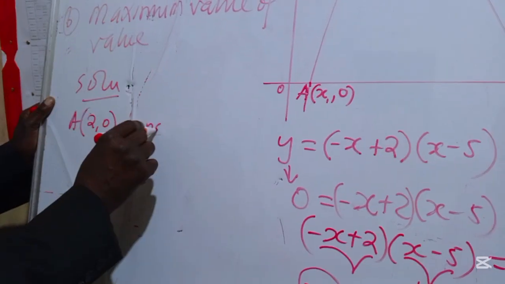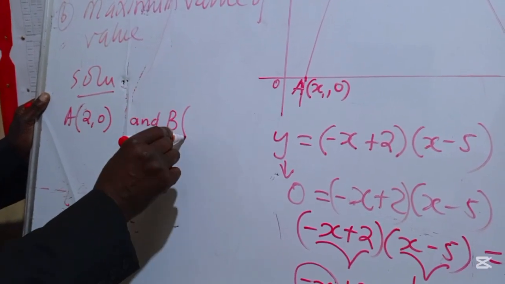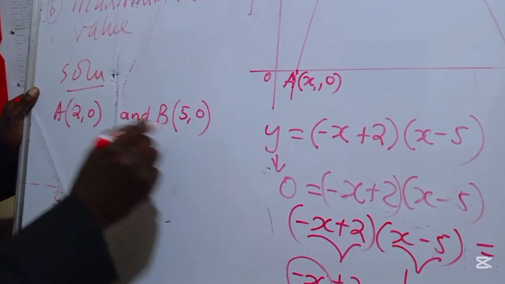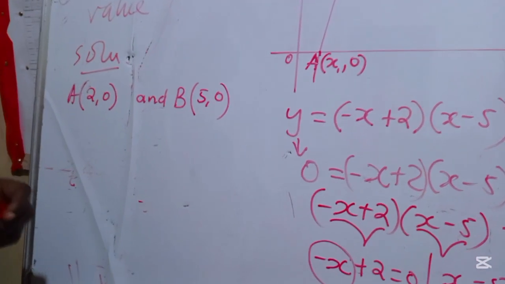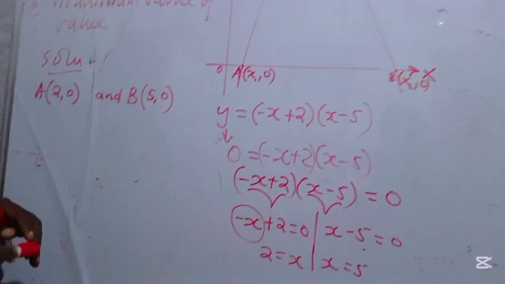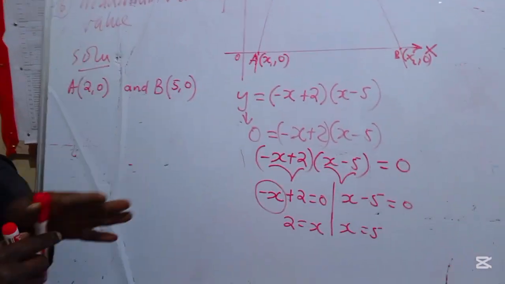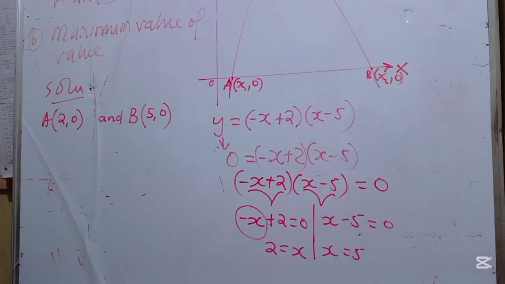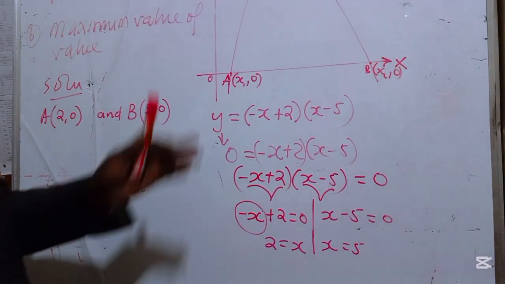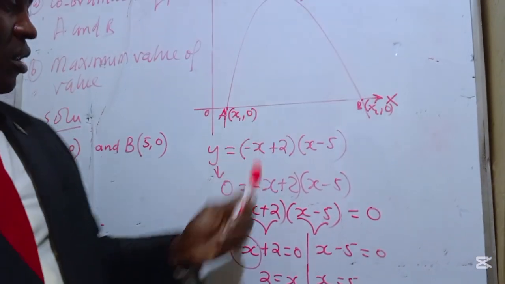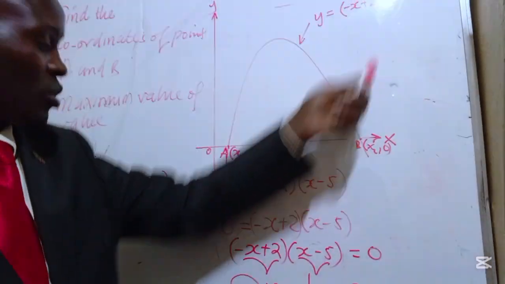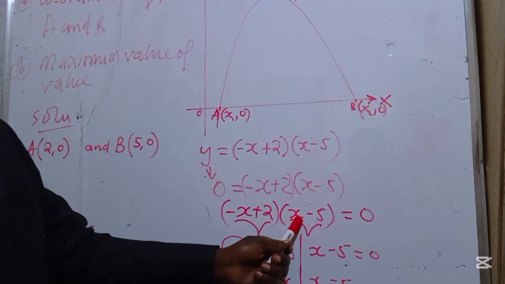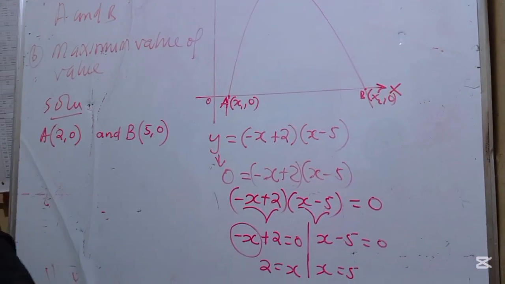And for B, I told you that the value for y is 0. For B it is 5, 0. Ladies and gentlemen, these are the coordinates for A and B. I hope you are enjoying. What did I do? I said once you are given such a question, do not expand, but instead you equate this to 0. I equate everything to 0, and then I separate them. This alone to 0, this alone to 0, as long as they're in brackets.